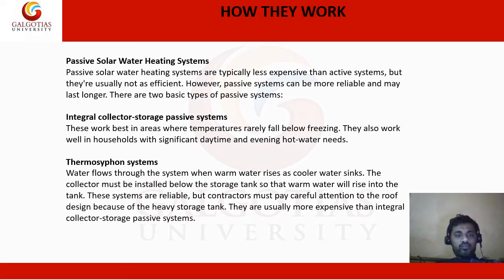The second one was the passive solar water heating system. Passive solar water heating systems are typically less expensive than active solar water heating systems, but they are usually not as efficient. However, passive systems can be more reliable and may last longer. In passive systems also we have two basic types. One is called the integral collector storage passive system, and the other is called thermosiphon systems.